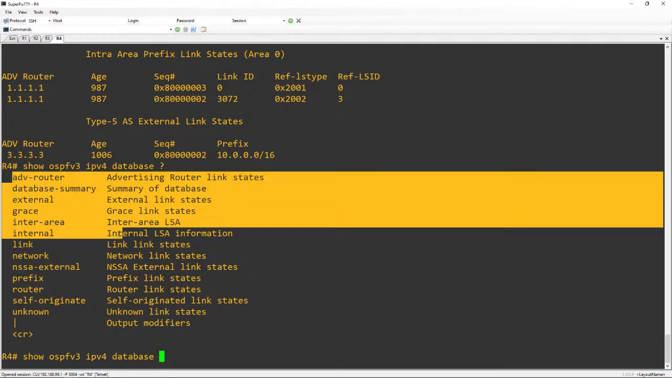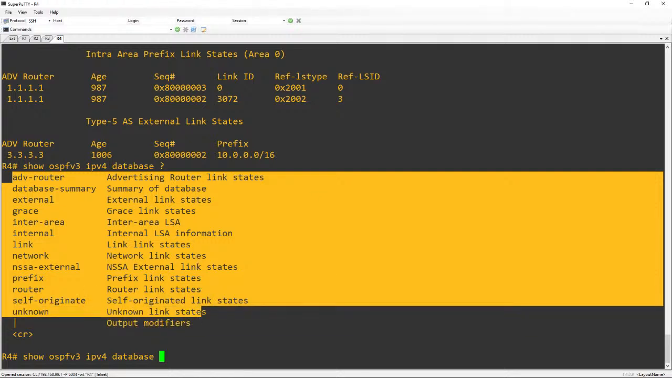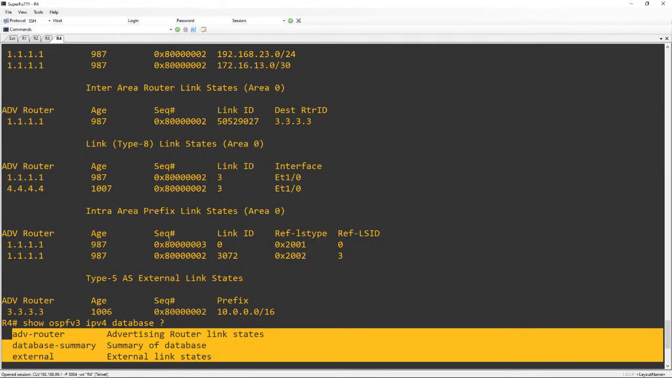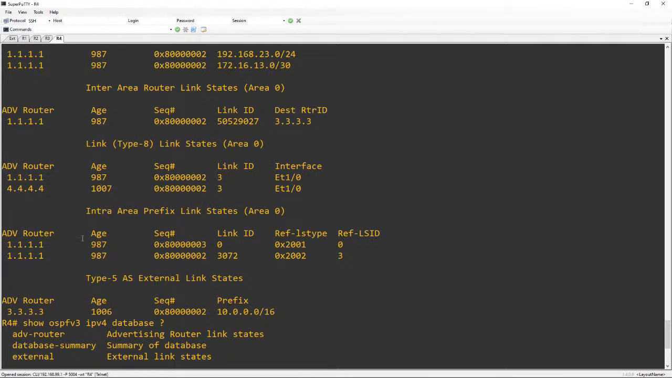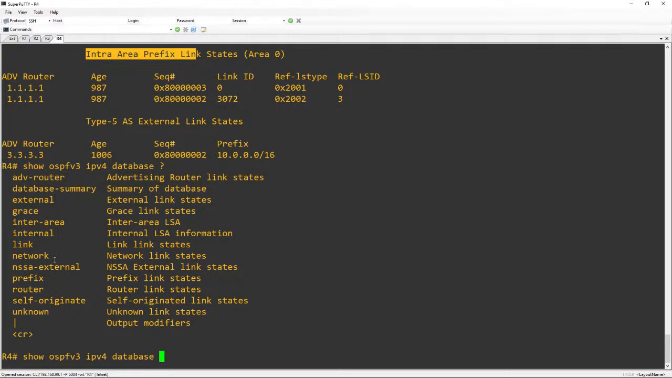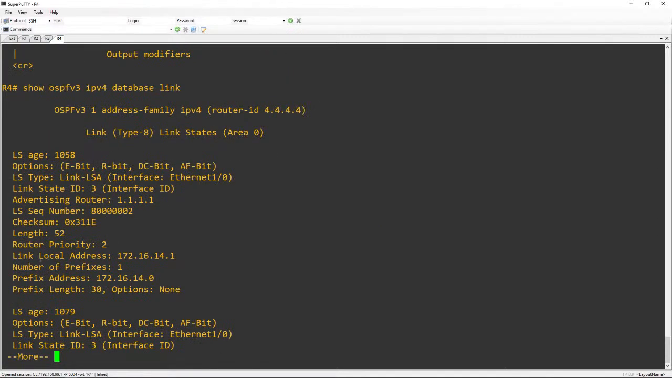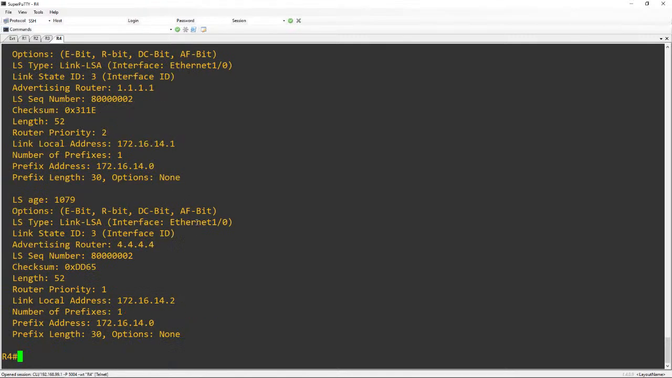Now, these are all of the different LSA types that we have. This particular intra-area prefix link state, which one of these do you think I'm going to use to look at those link states? Now, link right here, that might be it, right? Because we're talking about intra-area prefix link states. But let's take a look at what the links represent. And sure enough, it represents exactly what we would expect it to represent. So these are my type 9s. Well, actually, these are my type 8s, excuse me, which represent my link local information.